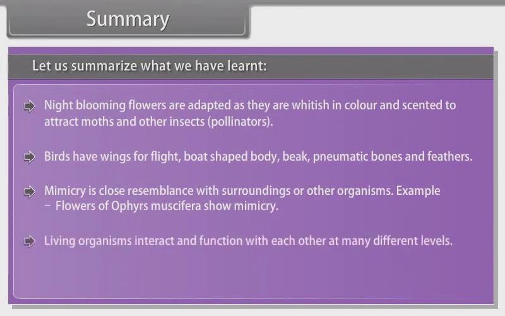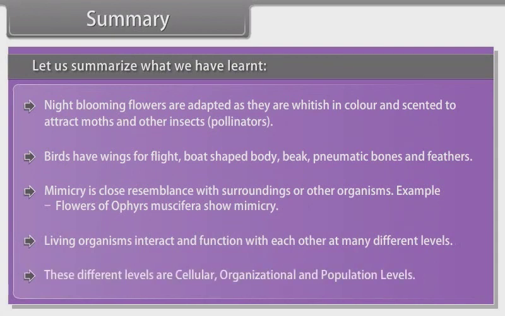Living organisms interact and function with each other at many different levels. These different levels are cellular, organizational, and population level.